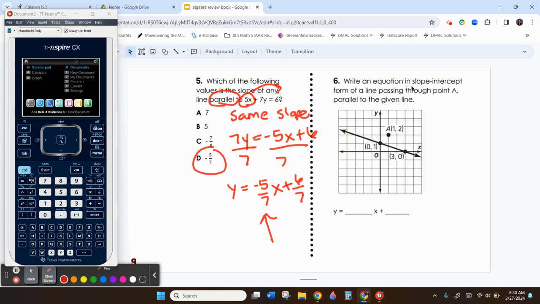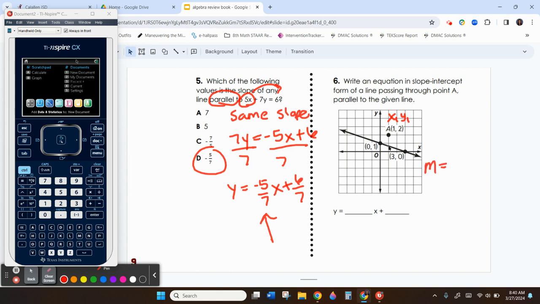Number 6. Write an equation in slope-intercept form of a line passing through point A and parallel to the given line. It has to go through (1, 2), so that's your x1, y1. It has to pass through this point, and it has to be parallel to this.